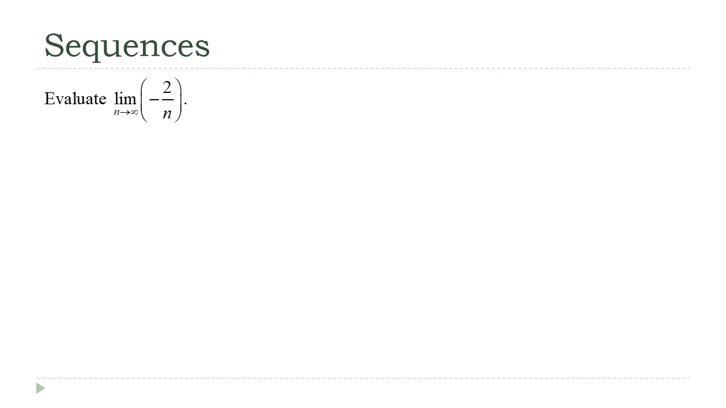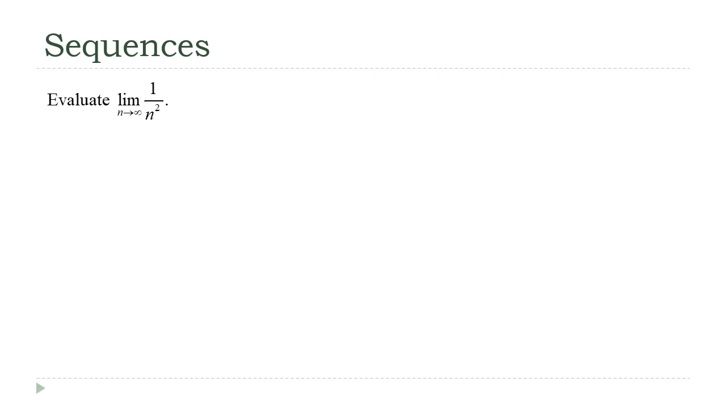So here I've got some constants floating around in my limit. I've got the negative and the 2. So if I use, I think it was the second property, the one that says I can pull a constant out, this is the same as negative 2 times the limit, n goes to infinity, of 1 over n. Of course, that limit is 0. So this is negative 2 times 0, or 0.